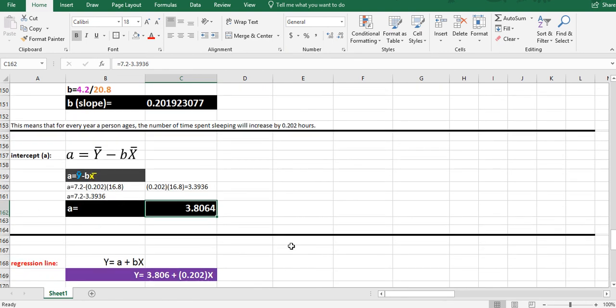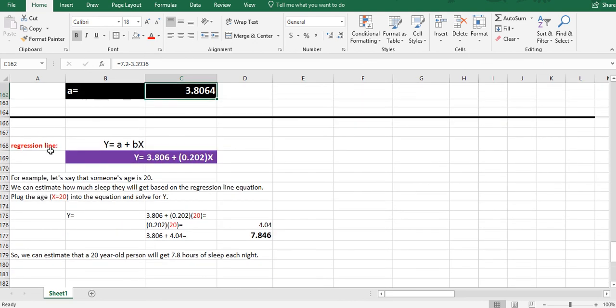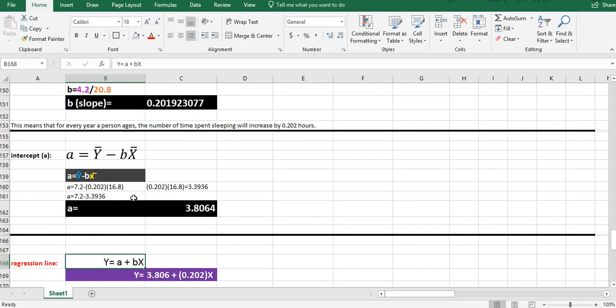So now we have a and b. We can figure out the linear regression, or the equation for it. y equals a plus bx again. So now we have a, which we found was 3.806. I rounded to 3 decimal places. And then b, which is 0.202, again 3 decimal places, times x.